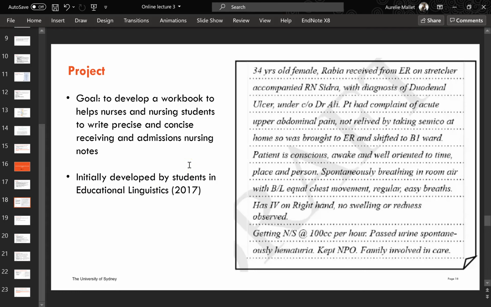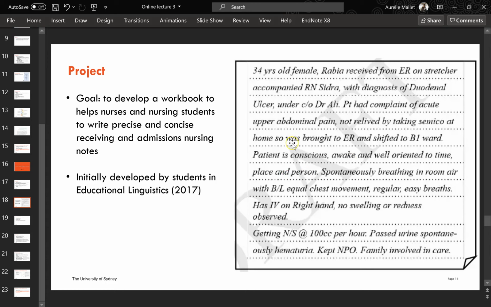Again, I'll give you guys a little bit of background on the project and what the overall goal was. The goal was to develop a workbook to help nurses and nursing students to write precise and concise receiving and admissions nursing notes. Again, this was initially developed by students at Educational Linguistics of the 2017 cohort. Now it is available online for other people around the world to use.